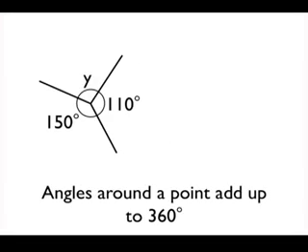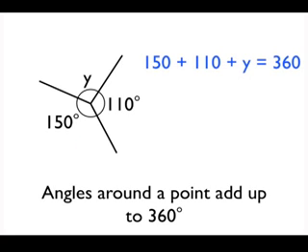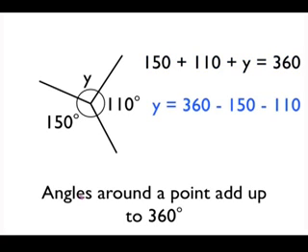Then we have three angles at a point, 150, 110, and y. Again, we can find the size of angle y. We say 150 plus 110 plus y is 360, and y is equal to 360 minus 150 minus 110, and that gives us 100 degrees.